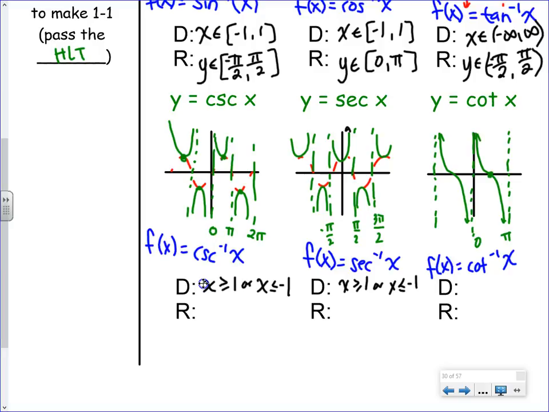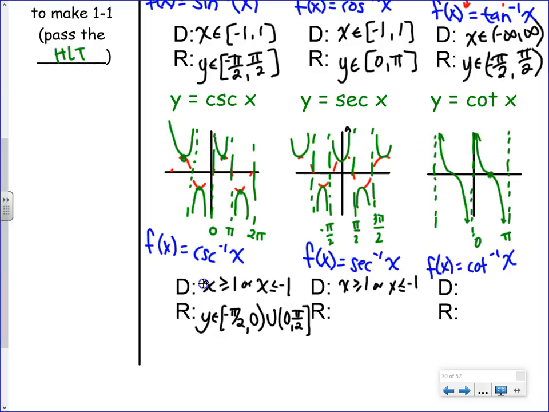And range, coming from the domain, cosecant inverse follows sine inverse's lead, except it's allowed to be at negative pi over 2, but there is a vertical asymptote in between at 0. Here's the union. So it still goes in between negative pi over 2 and pi over 2, but it can't be at 0 because it has a vertical asymptote there.